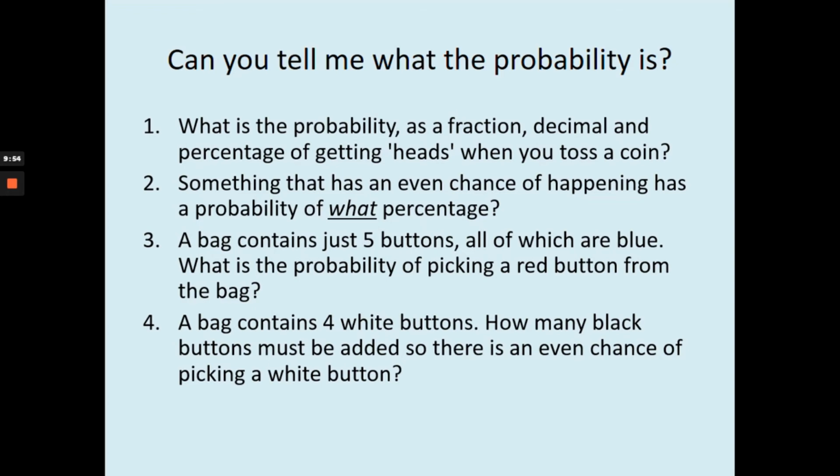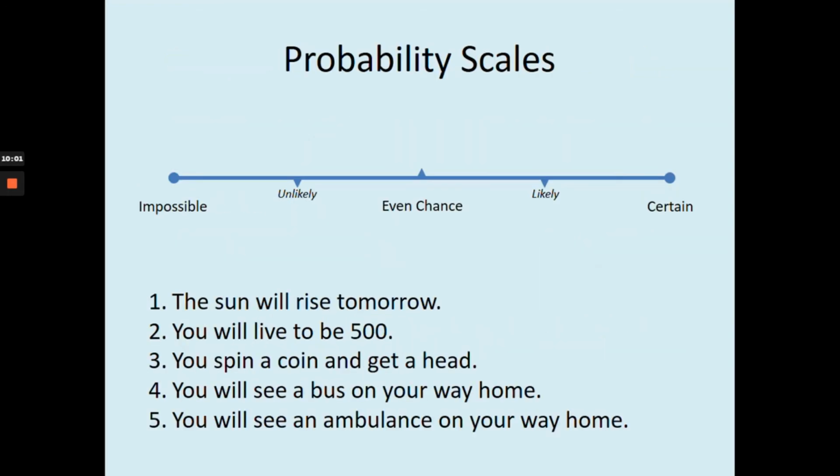So now we're going to look at probability scales. These go from impossible all the way up to certain. So can you take those numbers 1, 2, 3, 4 and 5 and place them on the probability scale where you think they will go? So which one of these is impossible, which one's certain, and where would they fall on the probability scale?